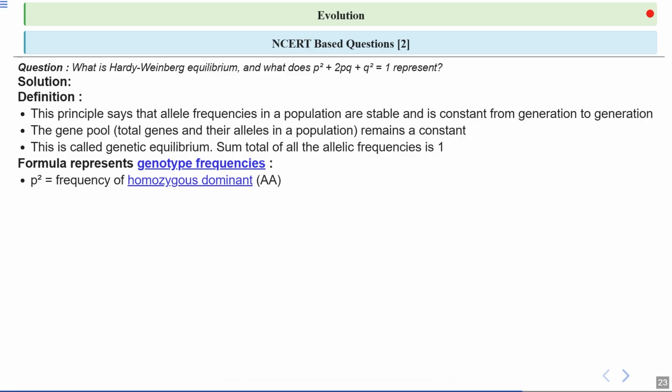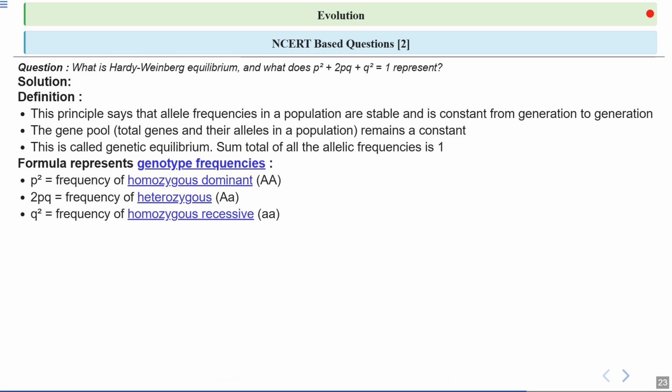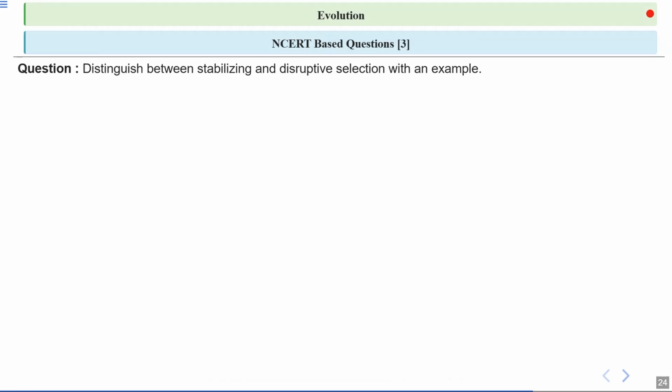Okay, so p square is equal to the frequency of homozygous dominant, which is capital A, capital A. Then 2pq is the frequency of heterozygous, which is capital A, small a. Then q square is the frequency of homozygous recessive, which is small a, small a. The total of all the frequencies will be equal to 1. Okay. The next question: distinguish between stabilizing and disruptive selection with an example.